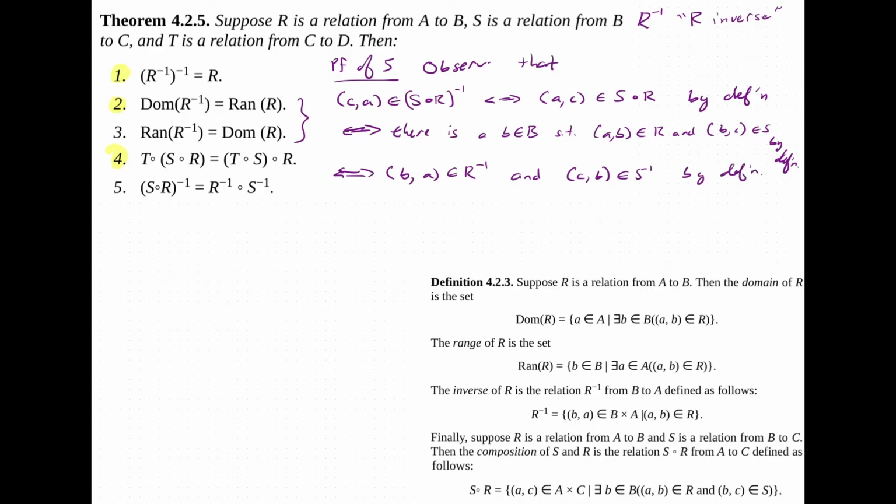And now we are done, because what we want to show is that this is in the composition of R inverse, then S inverse. And so the order has been flipped. And so now we have C, B is in S inverse, and we have that common B over here in B, A in R inverse. And so now this here is equivalent to C, A being in the composition R inverse composed S inverse. And that finishes the proof.